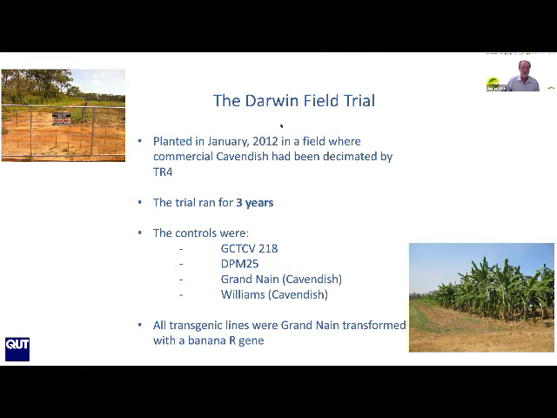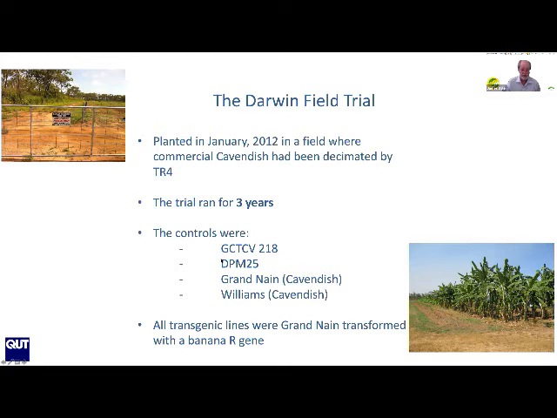So the trial, as I said, was planted in 2012. It ran for 3 years. The reason we stopped after 3 years was another disease, Cavendish freckle, was found in the Northern Territory. And to eradicate that, they had to eradicate all bananas in the region, and that included our field trial. That was the only reason we stopped that.